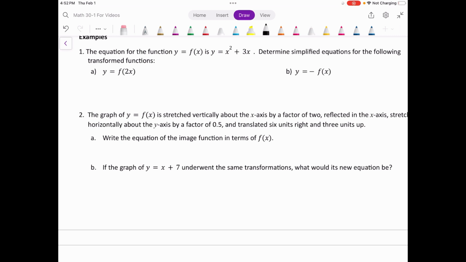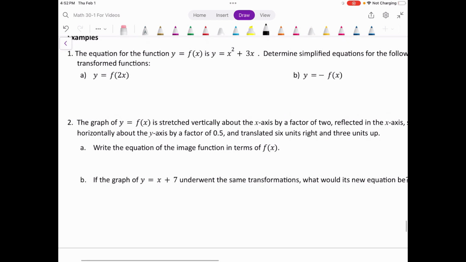First up, y equals f of 2x. So this is a horizontal stretch by a factor of 1/2. We can see that b is 2, right? It's instructions. It's saying if this is f of x, we want to find f of 2x. So our b is 2. This literally means replace x with 2x to get the transformed equation.